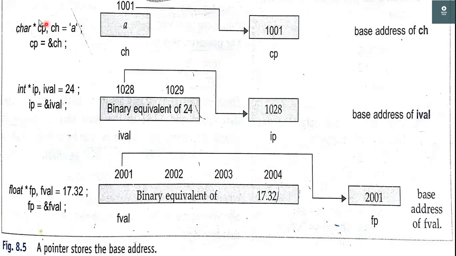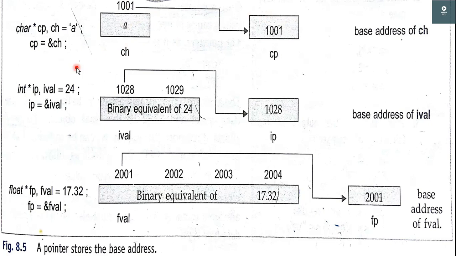Now in this case, after execution of these lines, we are creating a pointer whose name is cp, which is a character pointer. Second thing is we are creating a variable whose name is ch, and the value stored in ch is a. So you can see here we have ch. The address of ch is 1001, and the value here is a. So a is stored inside this ch. Now after this, we are assigning the address of ch to cp. So you can see here cp is equal to &ch, that is the address of ch. So here cp stores the address of ch, that is 1001, because the base address of ch is 1001.